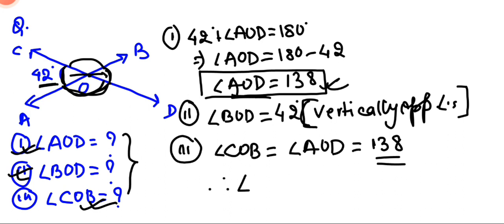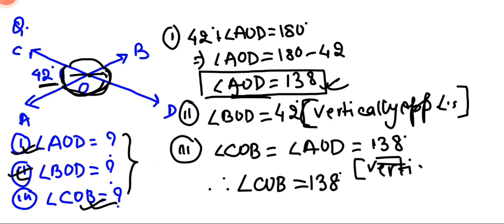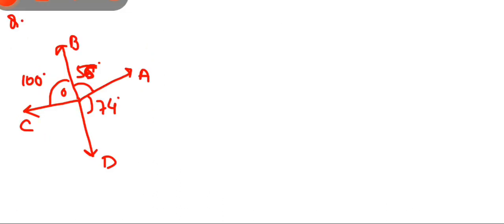Therefore, angle COB will be equal to 138 degree angle. How this happened? Because this is also vertically opposite angle. Okay, vertically opposite angle. Clear? So this is how we solve these kind of questions. Let's move to the other part.